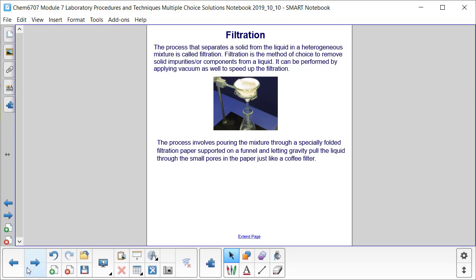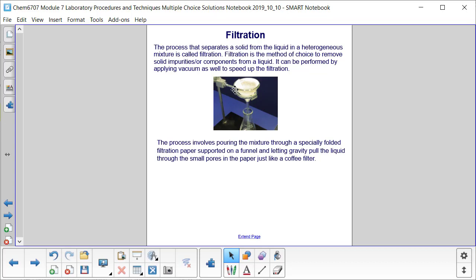It can be performed by applying a vacuum as well to speed up the filtration. The process involves, as you can see in the image, pouring the mixture through a specially folded filtration paper supported by a funnel and letting gravity pull the liquid through the small pores in the paper, just like a coffee filter.